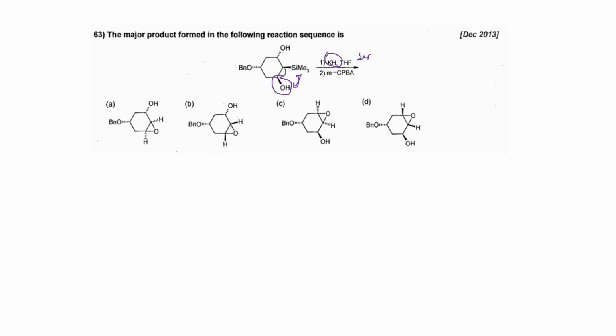So therefore it will be specific towards this OH, leading to a double bond at this place. Now in presence of mCPBA, epoxidation will take place on the double bond. So which one will be our product?